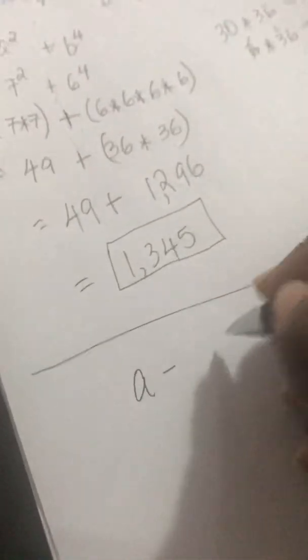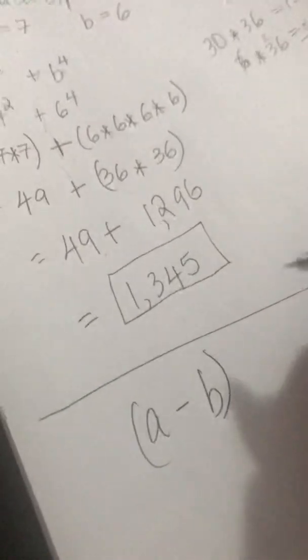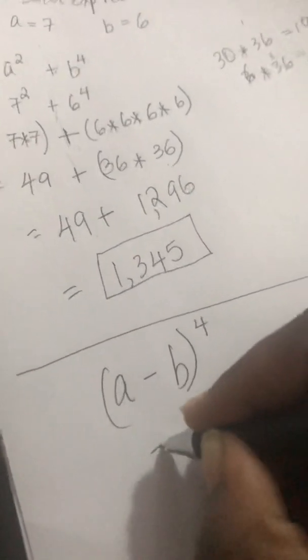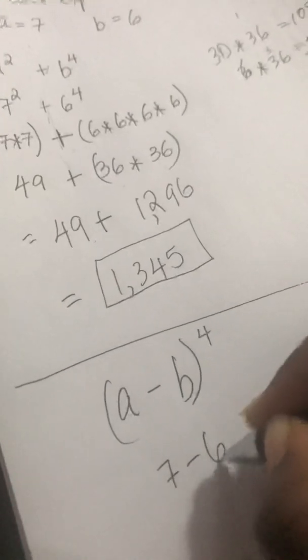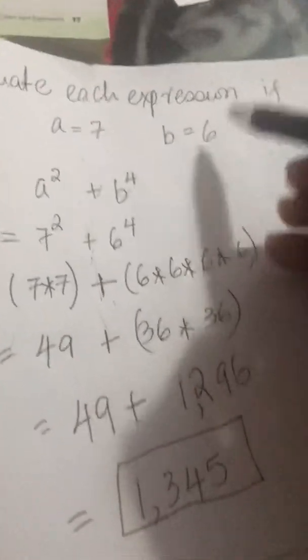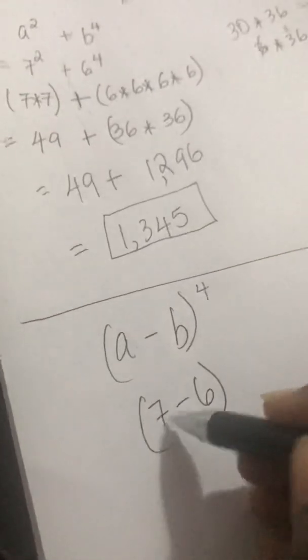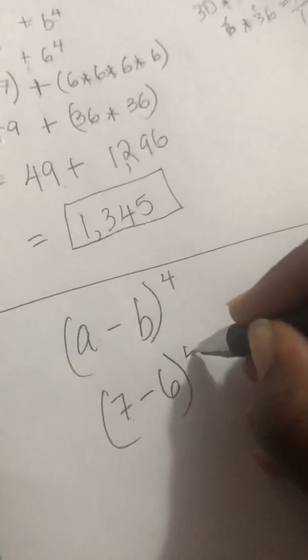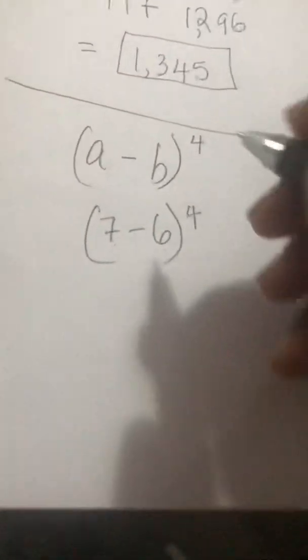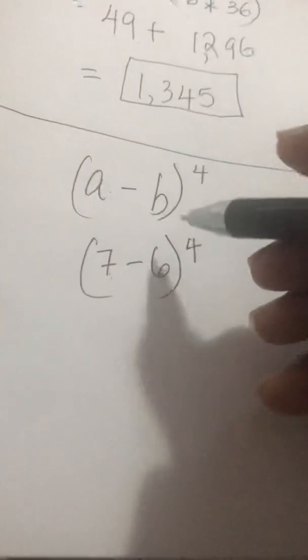Okay. Let's do an example like this. So we have A minus B, all to the 4th power. What is A? 7 minus B? 6. How do I know? Because I said here, A is 7, B is 6. So A is 7, we are subtracting. We're going to do that. So this is easy. Solve the bracket first. It is easy when you solve the bracket first, okay?